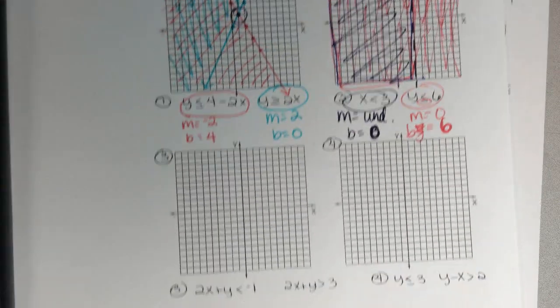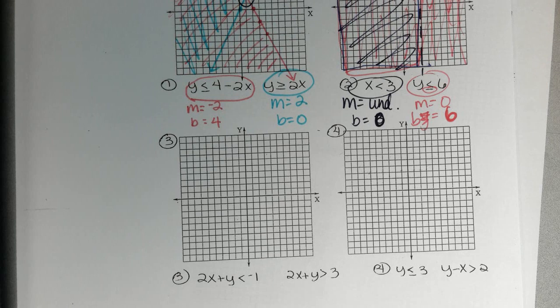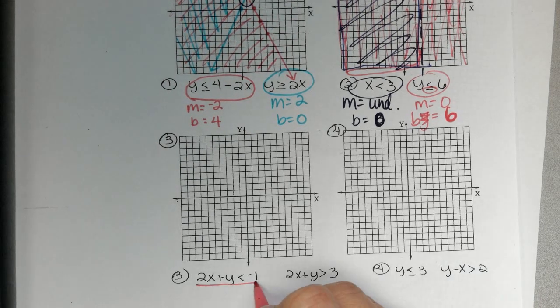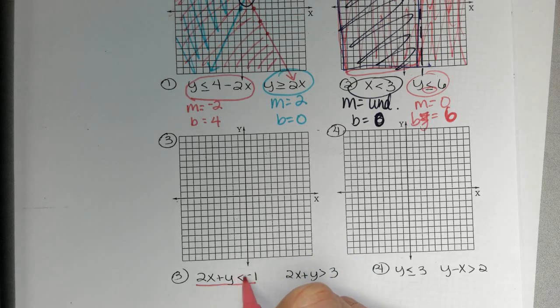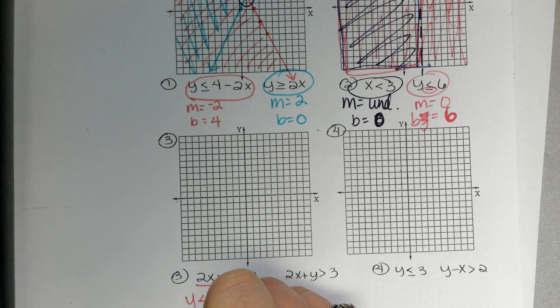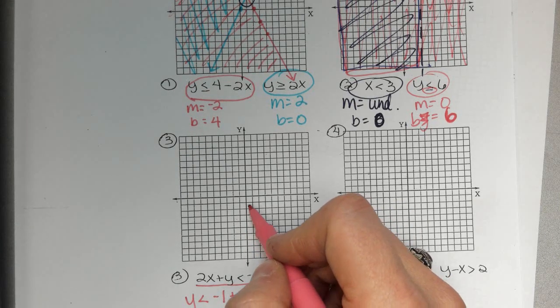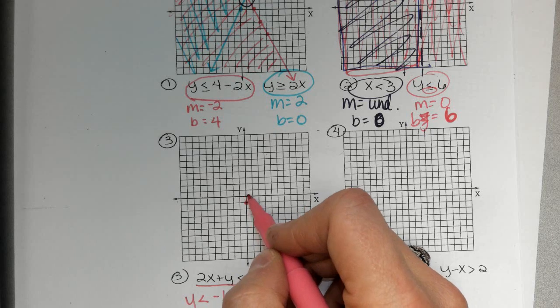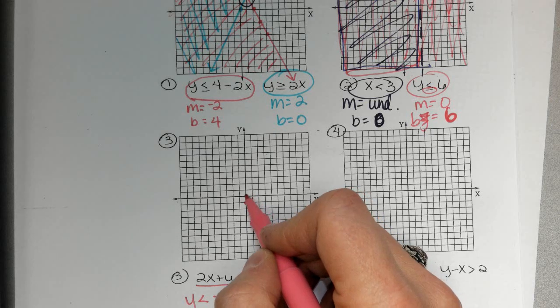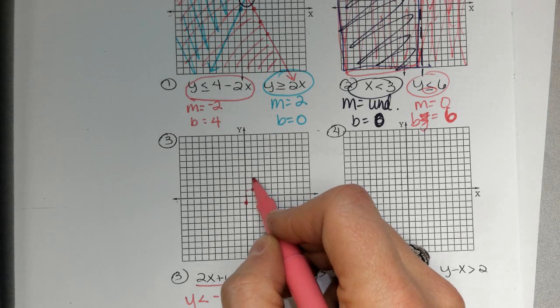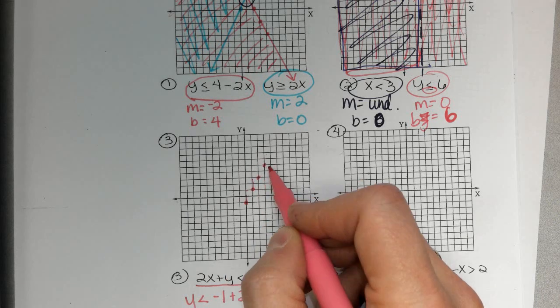Alright, look at number 3. We do not have this in y equals form, so we put it in y equals form by moving the 2x to the other side. We get y is less than 2x minus 1. Let's graph that. It crosses at negative 1 and has a slope of 2 over 1: 1, 2, 1, 2, 1, 2.